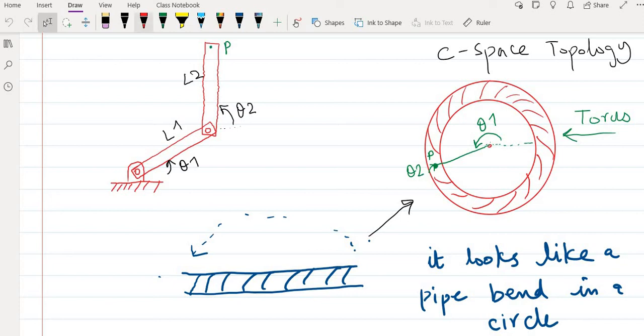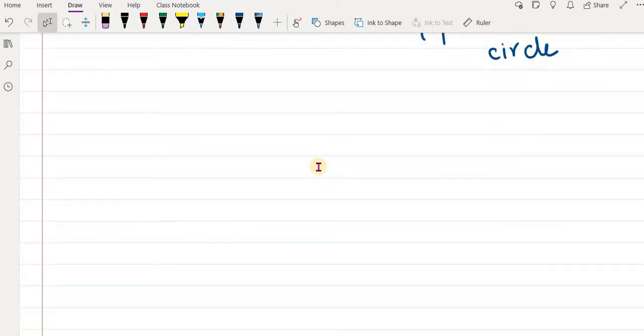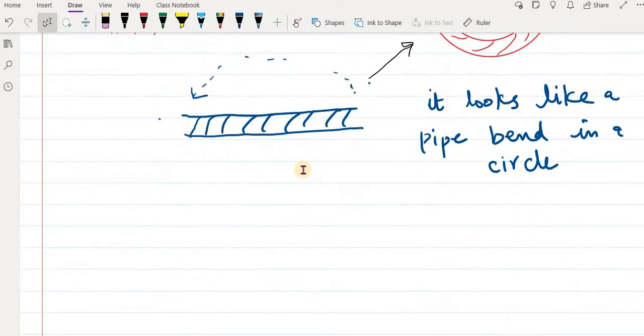Okay, so we can write this also like a torus, which is T power 2, and this is equal to S power 1 cross S power 1. So we can write it as a cross product of two spheres, two circles. Okay, so this was a topology of your 2R robotic arm, and now let's see how the C-space representation of a 2R robotic arm looks like.